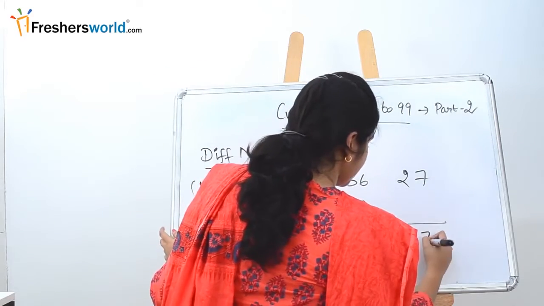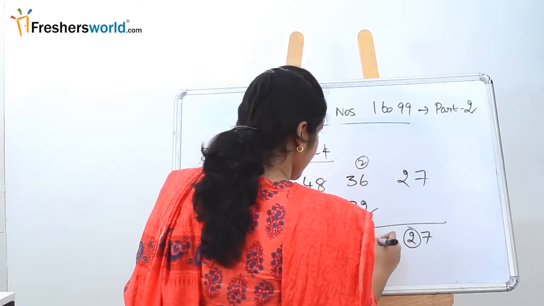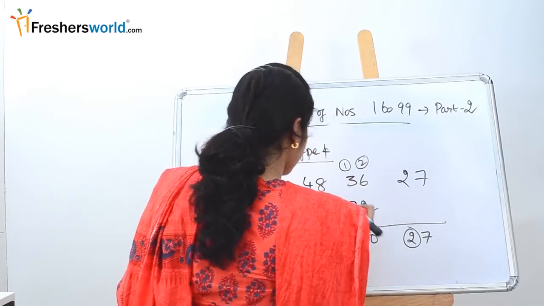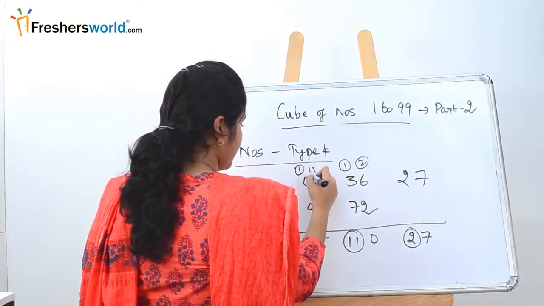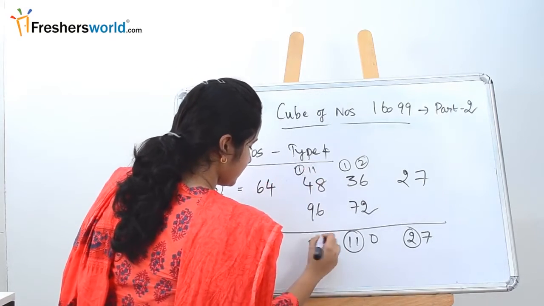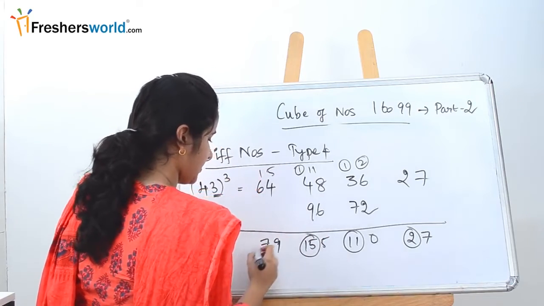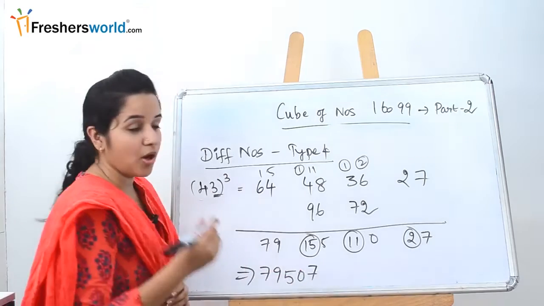So add it. So 7, 2 will be carried over here, 8, 10, 11, 9, 15, 1 carried over, 6, so the answer is 79507.